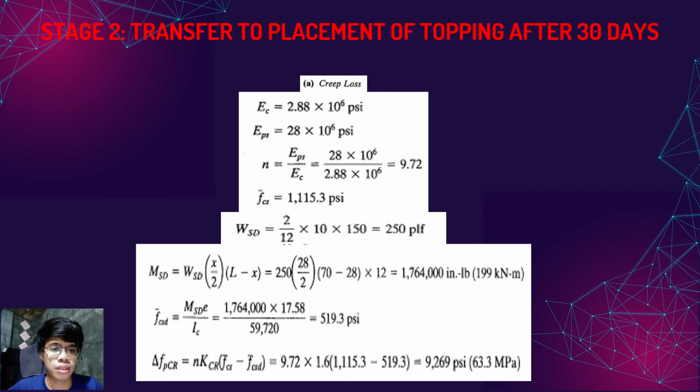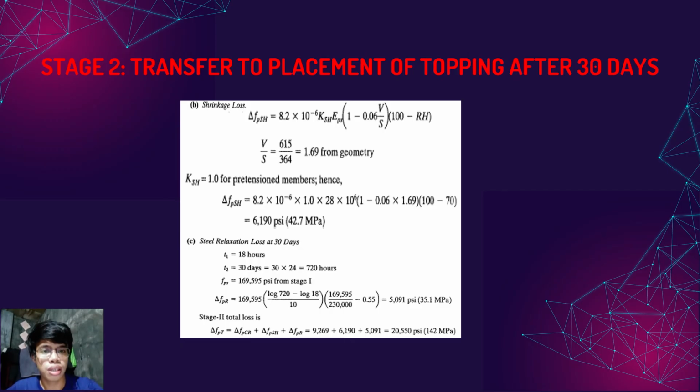Although the 30-day duration is short for a long-term effect, the approximation is sufficient to be justified in stage 2, using the creep factor K sub CR to account for stage 3 as well. And for the lightweight concrete, we can use the K sub CR value of 2.0, and since it is a lightweight concrete, we have to reduce it by 80%. So our K sub CR value is 1.6. And so the pre-stress loss due to long-term creep is delta F PCR equals N times KCR times the quantity of FCS bar minus FCSD bar, which will get us 9,269 PSI.